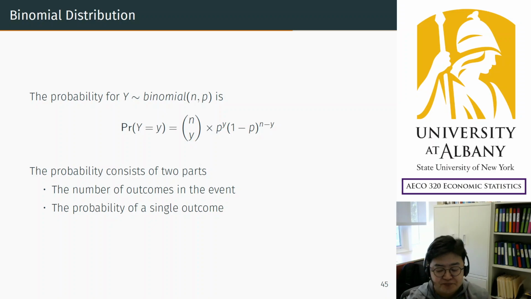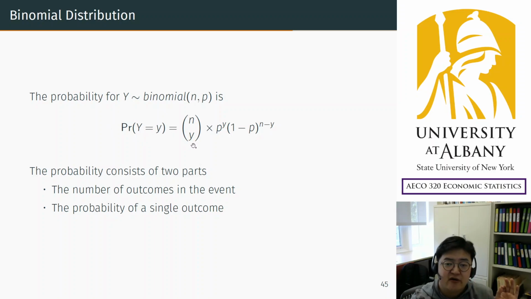So again, the scenario goes like this. You repeat a binary experiment n times, and each binary experiment is independent and has a probability of success with parameter p. And you are interested in the probability that y of the experiments are successes. How can we calculate that probability?